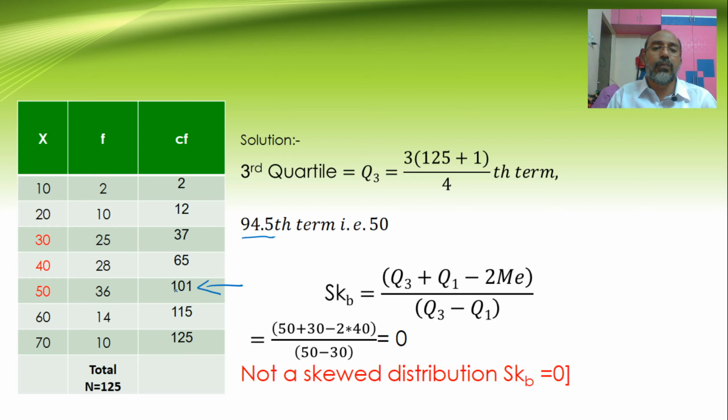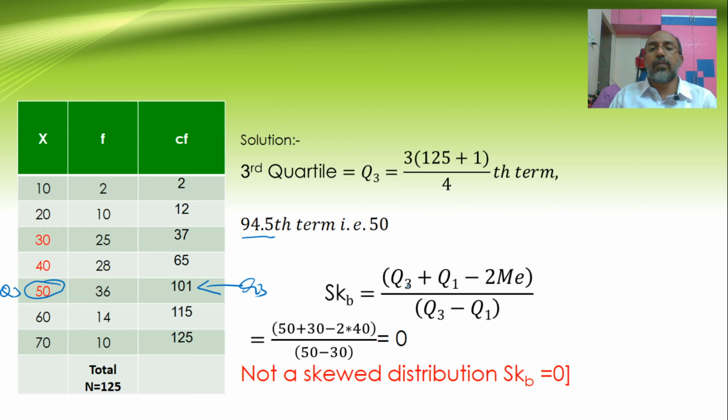In the CF we have to see where it falls. After 66, the 65th item is covered by 40, so the 66th to 101st items fall in this row of the X value. Hence this is the Q3 class or Q3 row, where you are finding Q3. Now it is time for substituting the values in the formula.